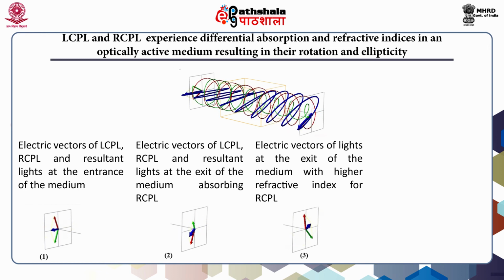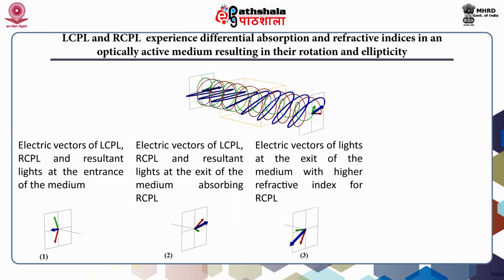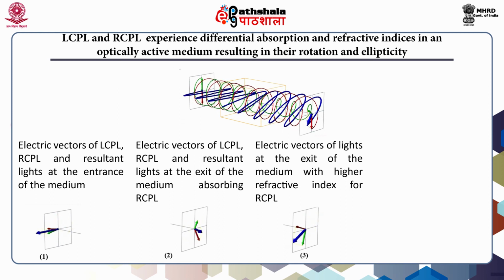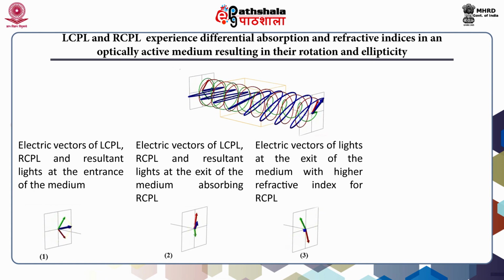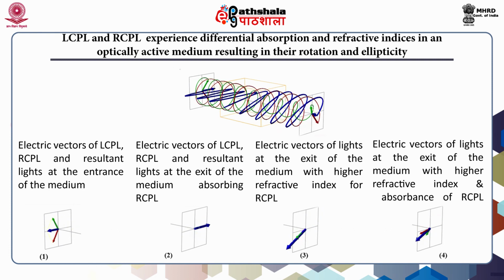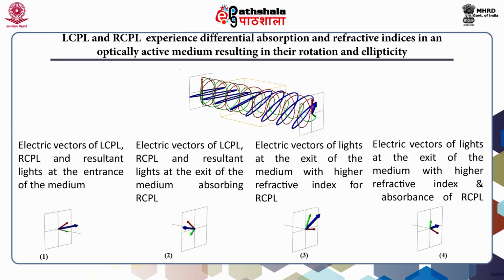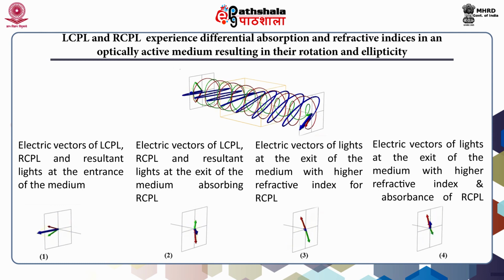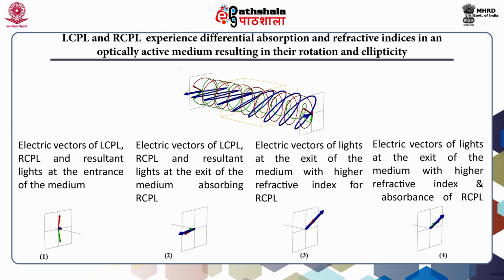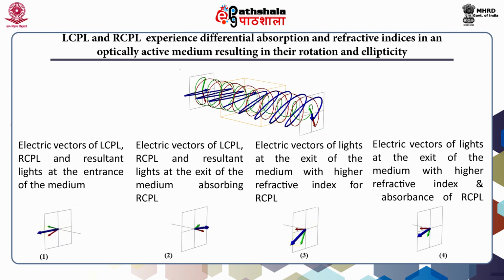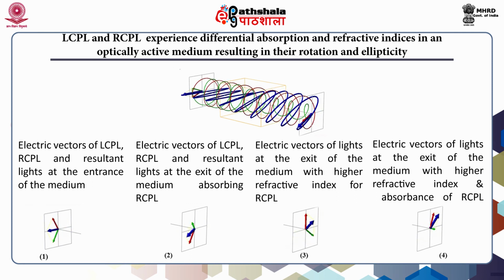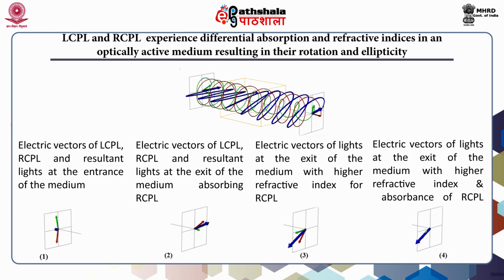Now we will move to a more complex example where, in the real world, both phenomena, ORD and CD, are taking place, that is, rotation as well as absorption of light. In this case, the electric vector of light at the exit of the medium, with higher refractive index and absorbance of RCPL, is taken into account. So you will see that RCPL is not only smaller but it also experiences slowing down while passing through the medium, and therefore it is not only making an ellipse.